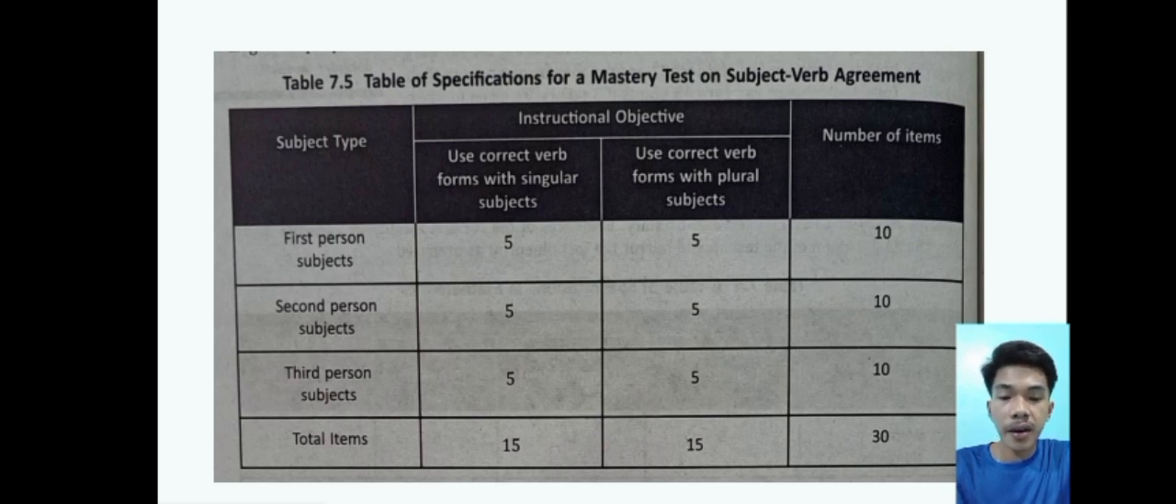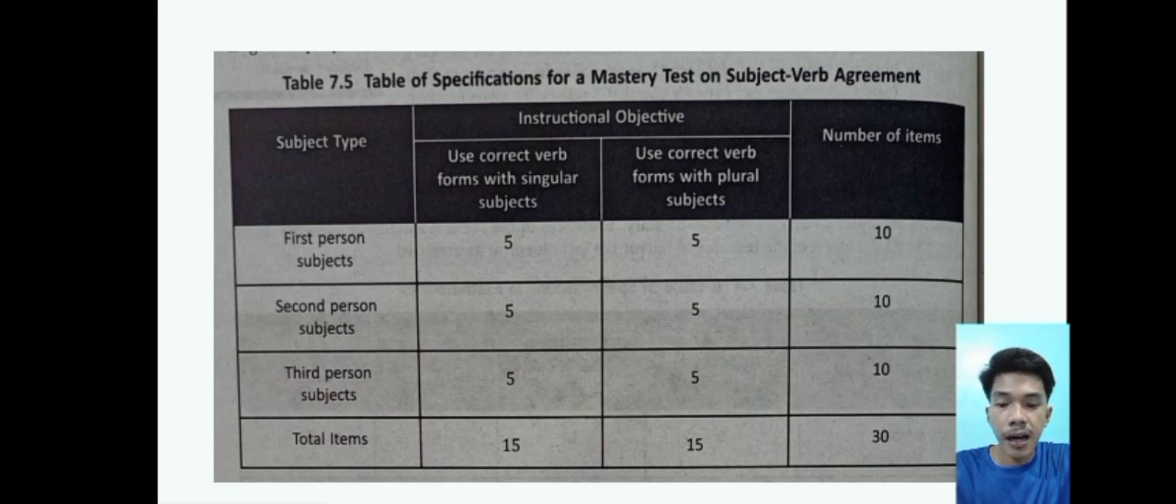As the example provided, we have here the subject type and the instructional objectives covering the use of correct verb form with singular subject and use of correct verb form with plural subject, and the number of items. For the first category of the lesson, which is the first person subject, the instructional objective on singular subject is 5 points, and for plural verb form is another 5 points, so a total of 10 points. For the second person subject, verb form with singular subject is 5 points, and the plural verb form is 5 points, then a total of 10 points.